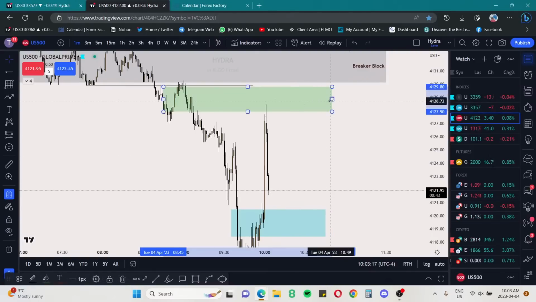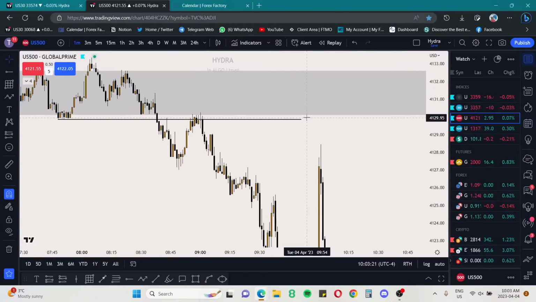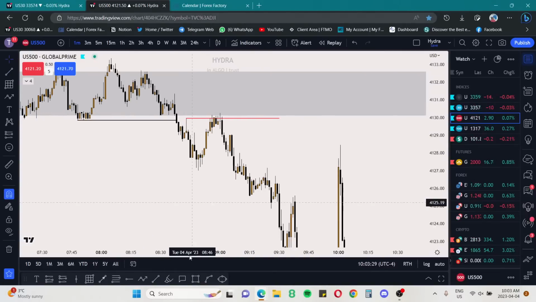Well, wow, price hit another breaker block again. Do you see it, chat? Do you see the breaker block? Let me outline it for you. That says stop hunt. That says swing high, right? So these down close candles, this becomes our breaker block.